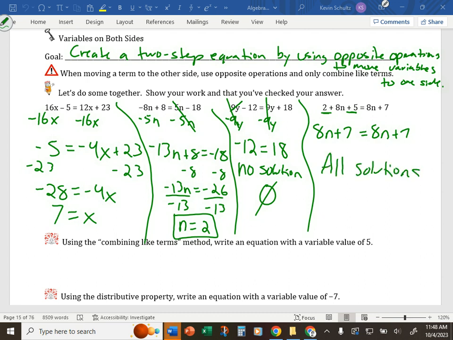All real numbers. And the symbol for all solutions looks like a double-stemmed R. You want to make like an 11, and then start at the first vertical line and kind of make an R with the front one. Okay? That means all real numbers or all real solutions. Anything you plug in for n is going to work.